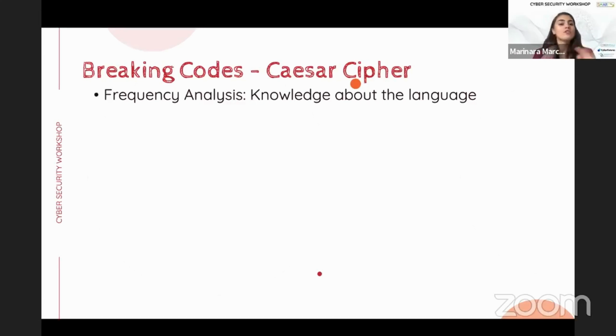So, okay, first one, Caesar cipher. How do we break the code if we don't know the key? So we're going to have these scrambled letters, nothing makes sense, and we don't have the key. How do we work it out? So for frequency analysis, the first method, we are going to be using the knowledge about the language. What do you mean by that, Mari?